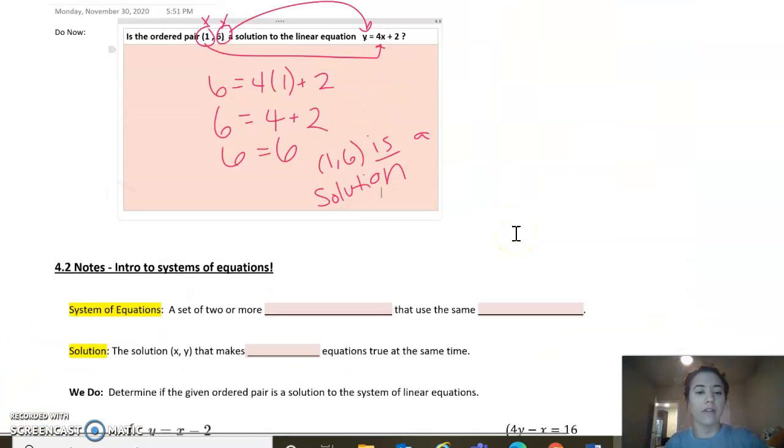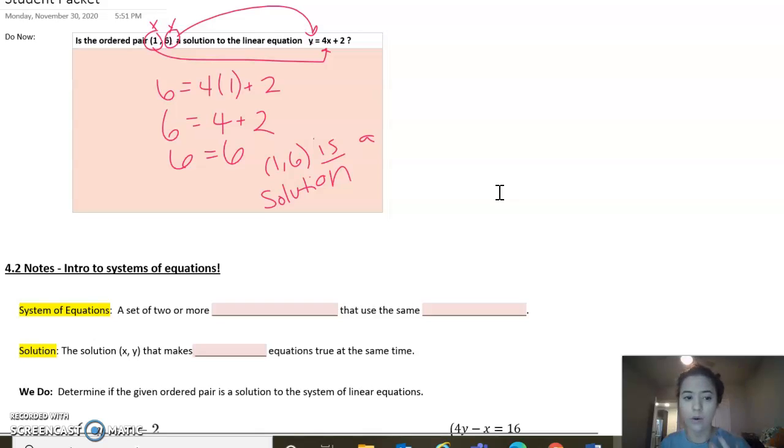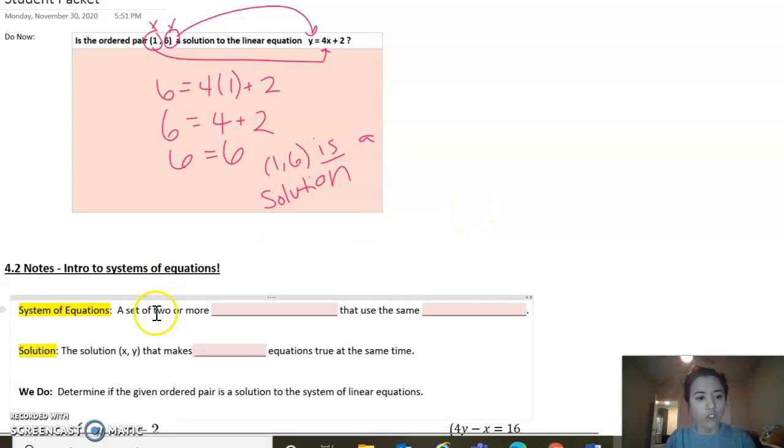All right. Now that really plays well on what we're going to be doing today. So today we're really starting our unit 4, which is all about what we call a system of equations. Now a system of equations is just when we have a set of 2 or more equations that use the same variables.